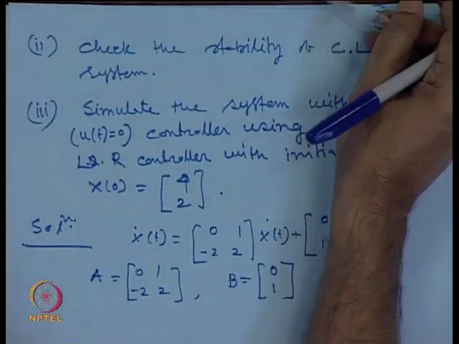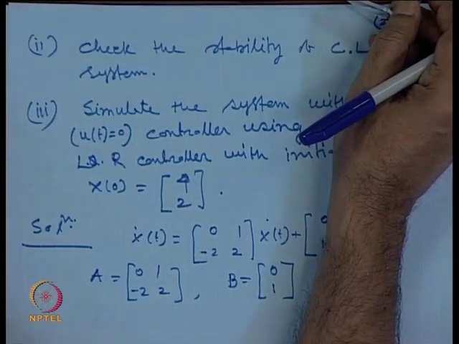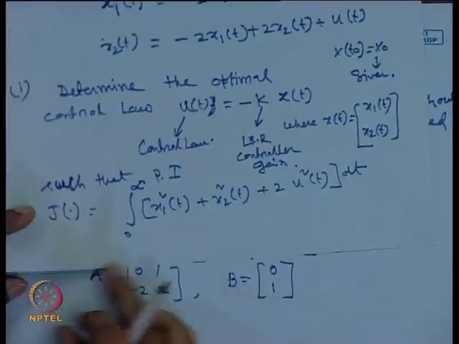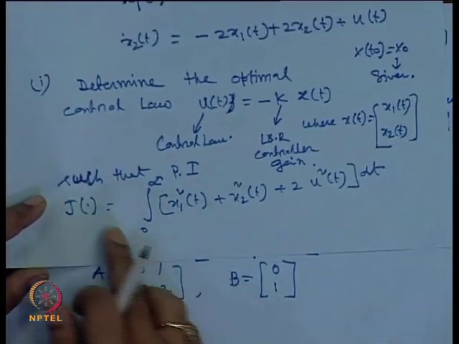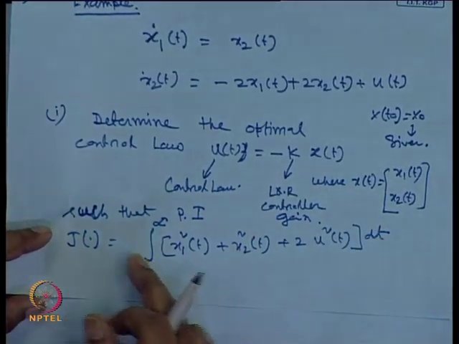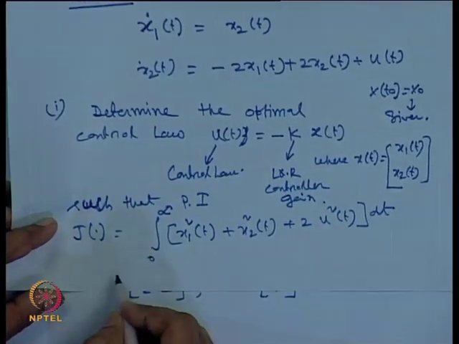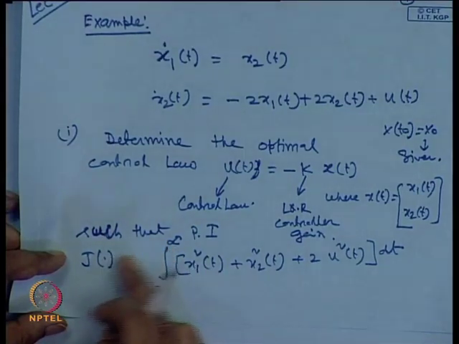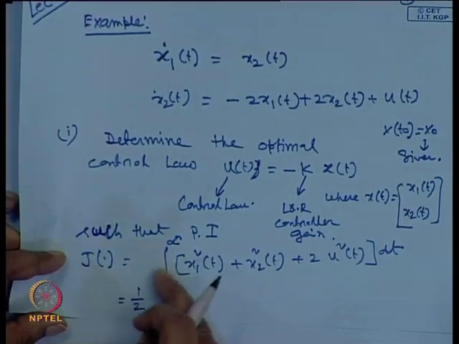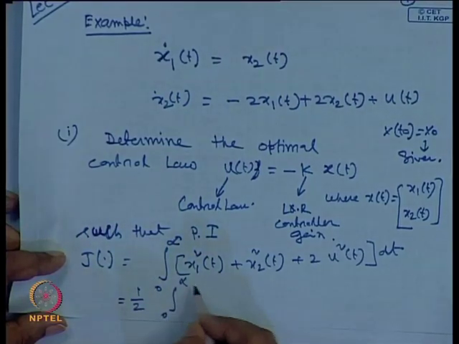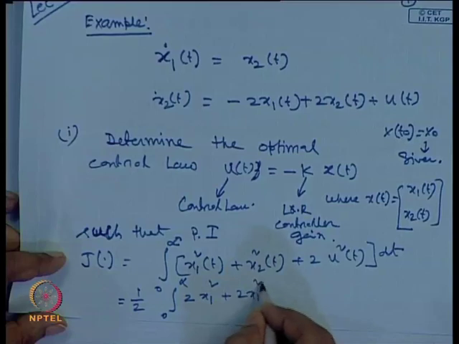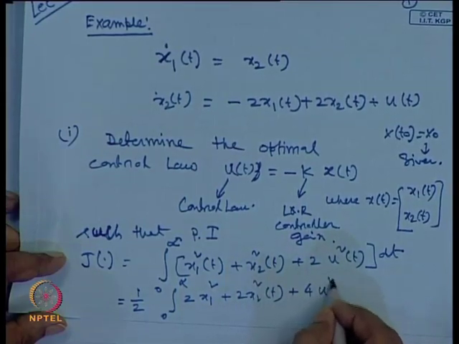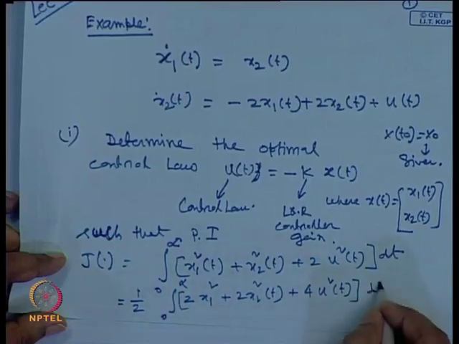And if you see this one, our Q and R matrix, we can easily write it. This performance index we have to convert into a standard form. That means, if you permit me, I can write it with a half, because the performance index should be half times the integral from 0 to infinity of, divided by half, multiplied by 2x1 squared plus 2x2 squared plus 4 u squared of t, whole dt. Why have I made it half?